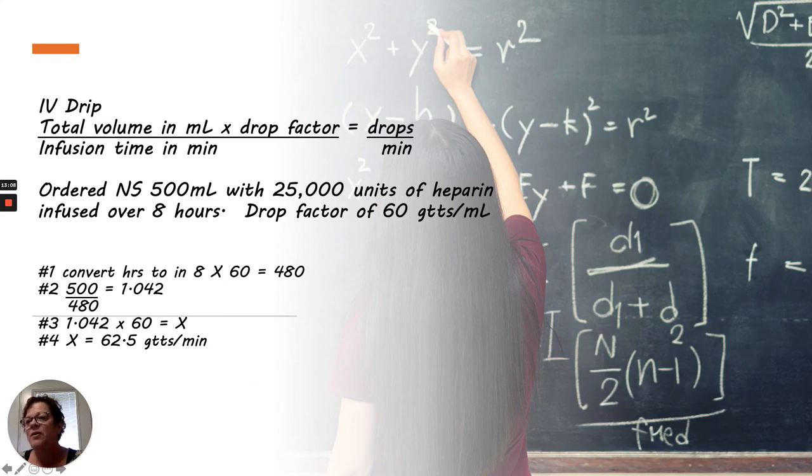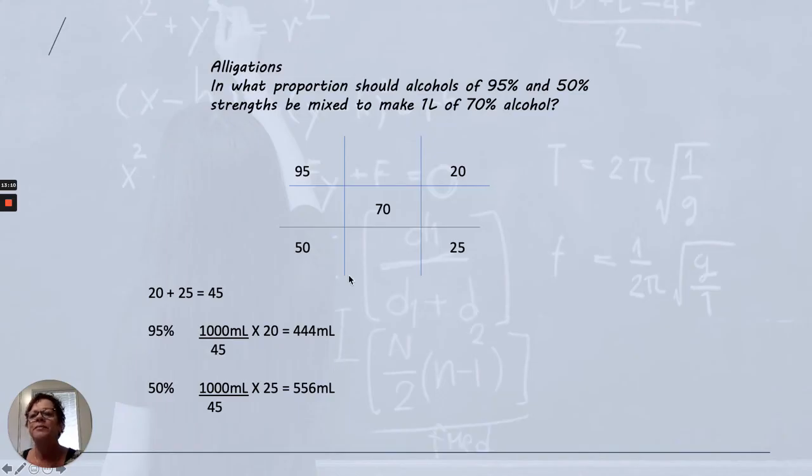If I can stay on the correct page, we're going to be doing well. For the 50%, I've got 1,000 milliliters over 45 times 25. That's the difference between the two here. So 556 milliliters. I can check my work by adding those two together, and it should come out to what I desired, which is 1,000 milliliters.